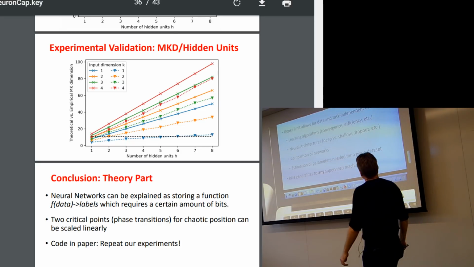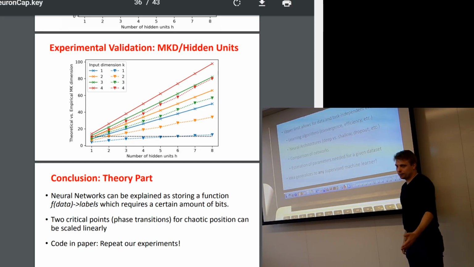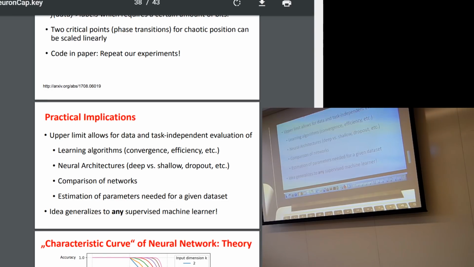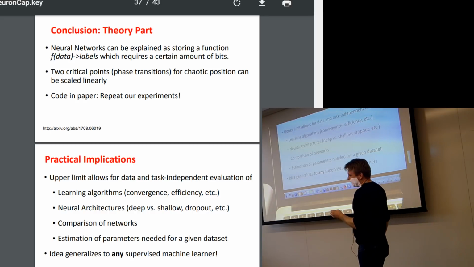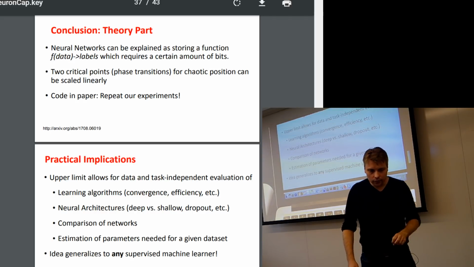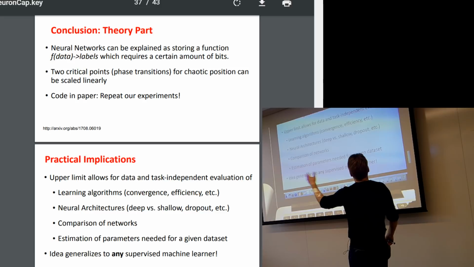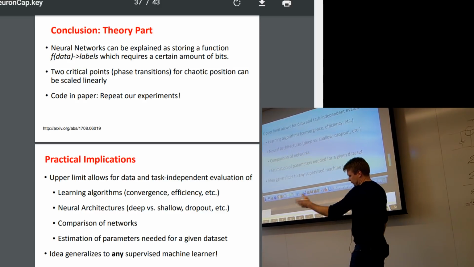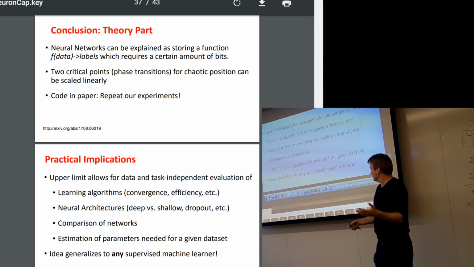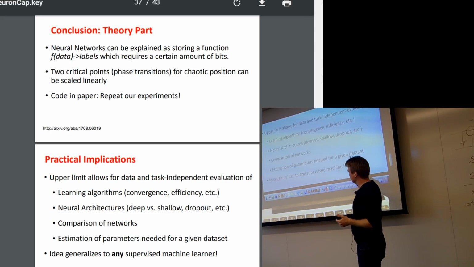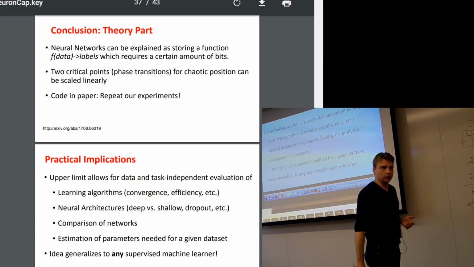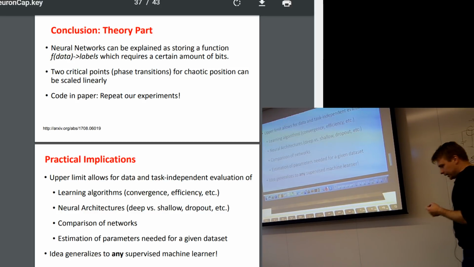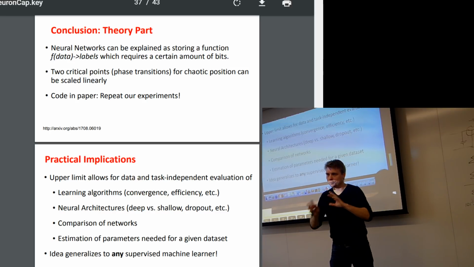So this gives us an upper limit independent of task and data, right? As I said before, we can now look at stuff and say, okay, if I add this kind of thing, is this better or worse in terms of capacity? We can test architectures against each other. We can do all kinds of stuff. And of course, we can try to work on estimation of the parameters you give the data set. But even more, I really just talked about perceptrons and special versions of perceptrons.